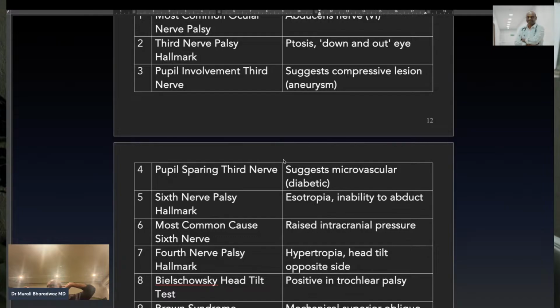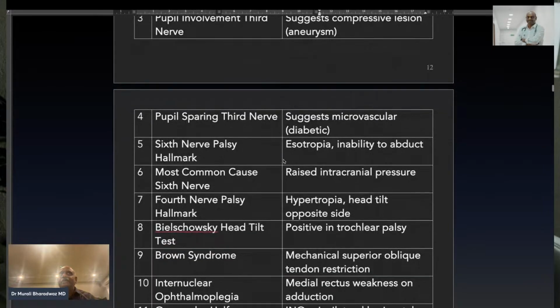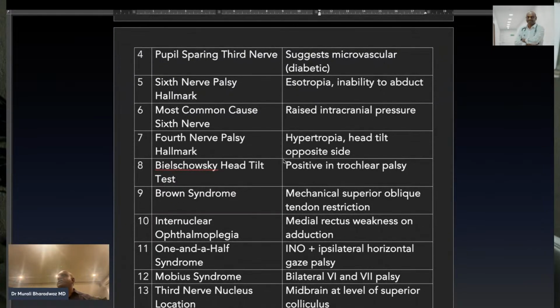Then the pupil: typically the sphincter pupillae is supplied by the third cranial nerve. If the sphincter pupillae is involved in third palsy, that leads to a fixed, mid-dilated pupil. But in diabetes and hypertension-like conditions, the pupil is spared. Pupil involvement happens in posterior communicating artery aneurysm. Then what is the hallmark of sixth nerve palsy? The eye is moved in, so esotropia.